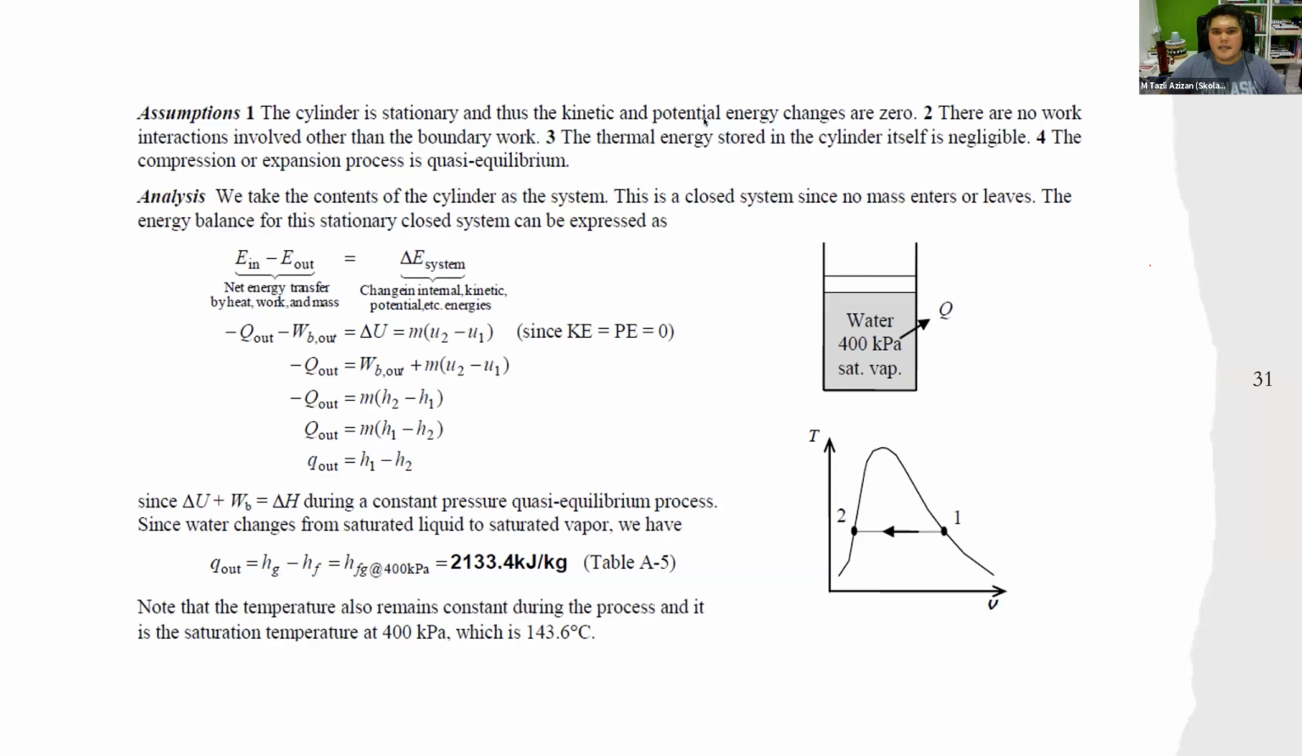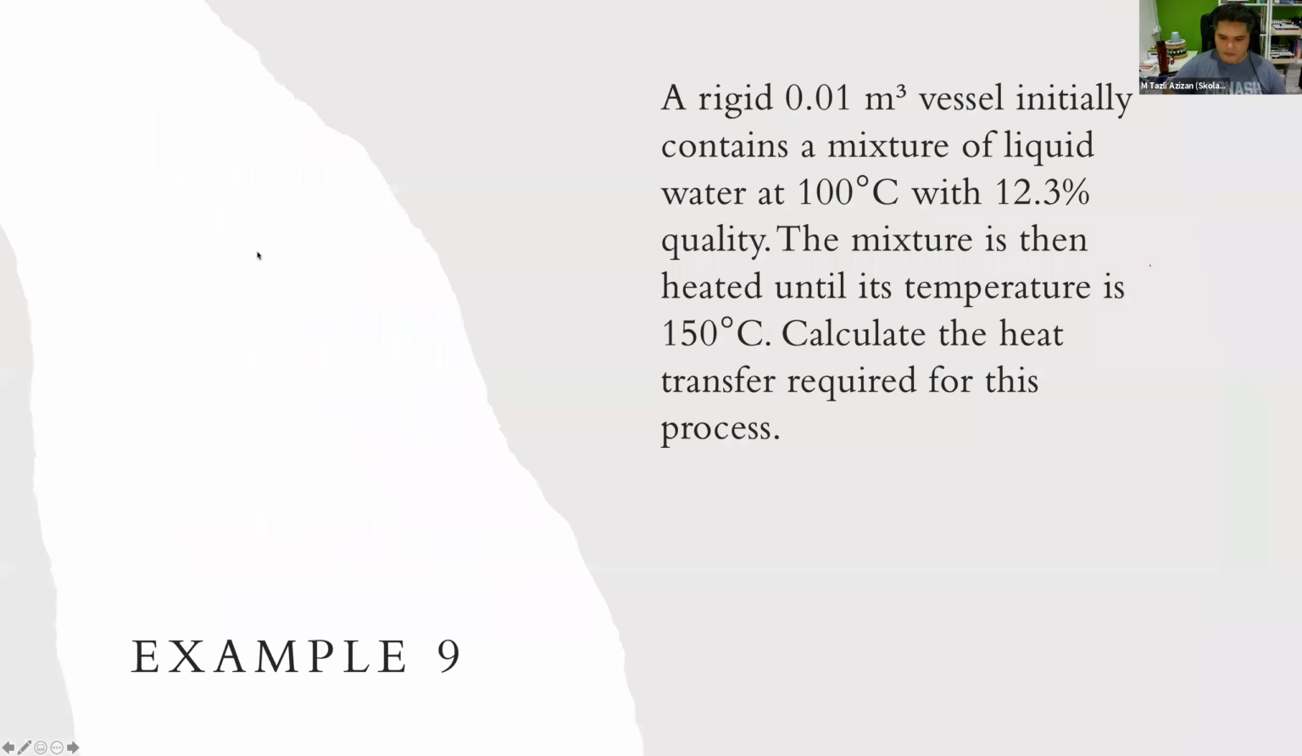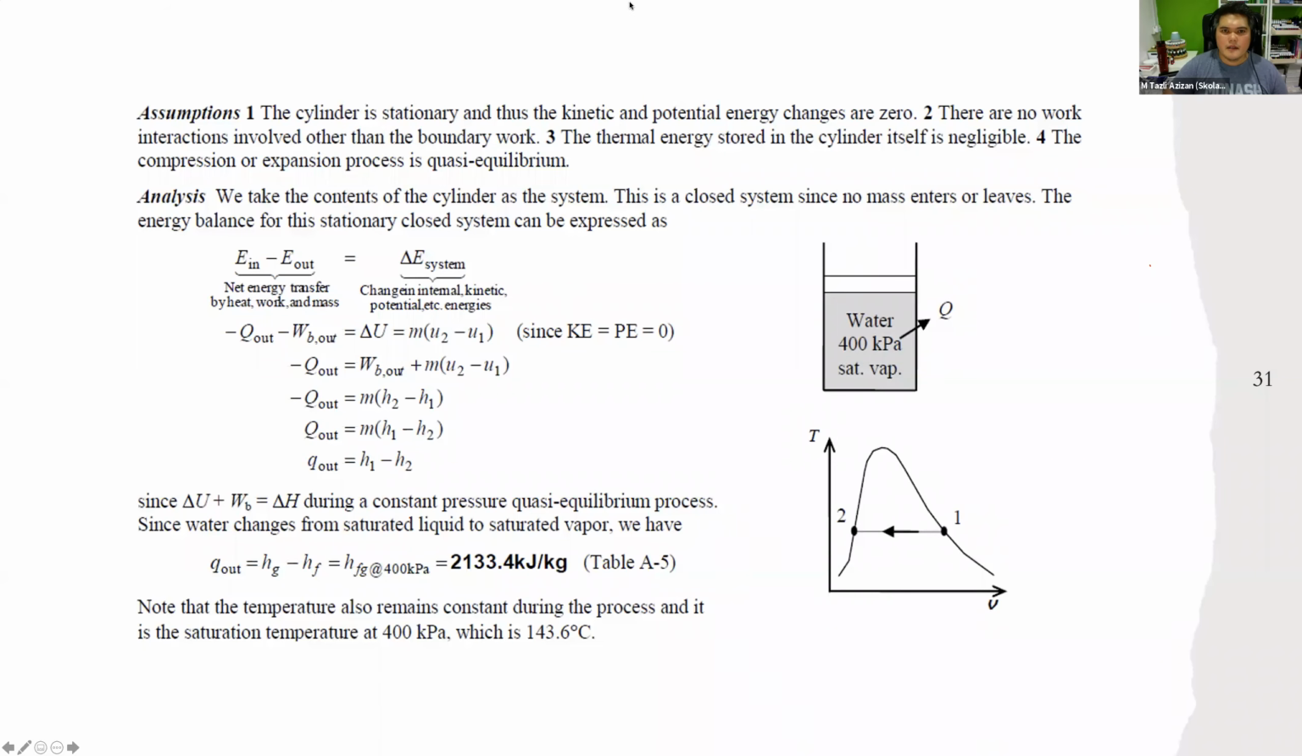Okay. The thermal energy stored in the cylinder itself is negligible. The compression or expansion process is quasi-equilibrium. So we take the contents of the cylinder as the system. This is a closed system since no mass enters or leaves. The energy balance for this stationary closed system can be expressed as follows. Because this is a closed system, the keyword here is stationary closed system. And then you know that we're going to use this particular equation.